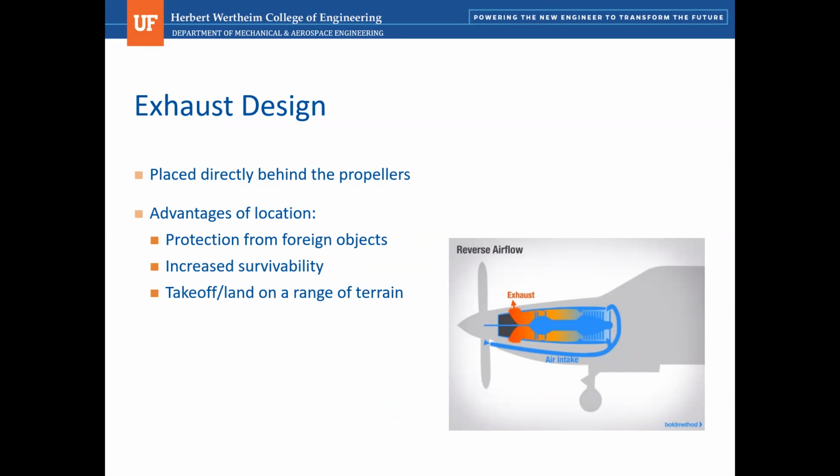The exhaust design also had to be considered when designing our aircraft, and we decided to place them directly behind the propellers, and this was for a number of reasons. The location of this exhaust sees advantages in the protection from foreign objects, which leads to an increased survivability rate. And also the takeoff and landing can be done on a range of terrains rather than just on a concrete runway. The exhaust system can be seen here to the right.